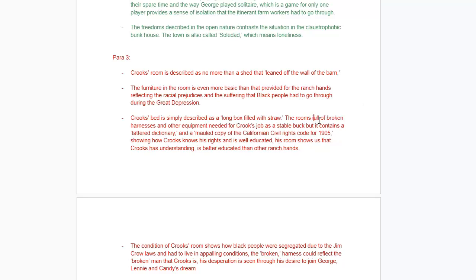I'm trying to think of what that meant. Sorry. It is full of broken harnesses and other equipment needed for Crooks's job.